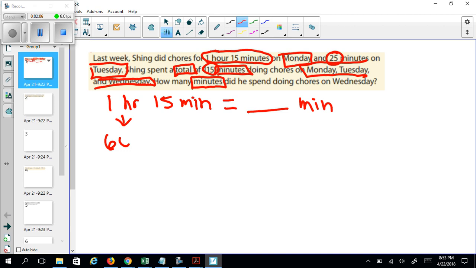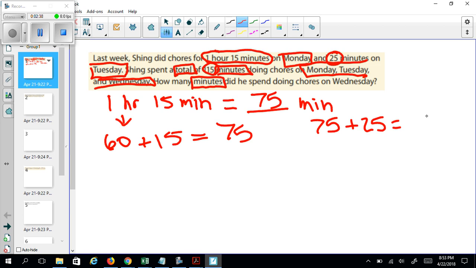60. So 1 hour equals 60 minutes. So 60 plus 15 equals 75. So 1 hour, 15 minutes equals 75 minutes. Now, on Tuesday, he spent 25 minutes doing chores. So we're not going to have to do anything necessarily with the 25 minutes because it's already in the unit of measurement that we need for our answer. So we need to do 75 minutes plus 25 minutes. And when we do that, we get the answer of 100. So this is for Monday, and this is for Tuesday.